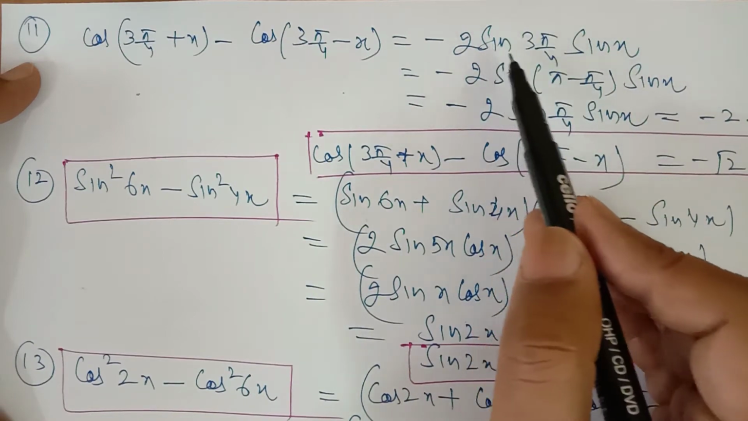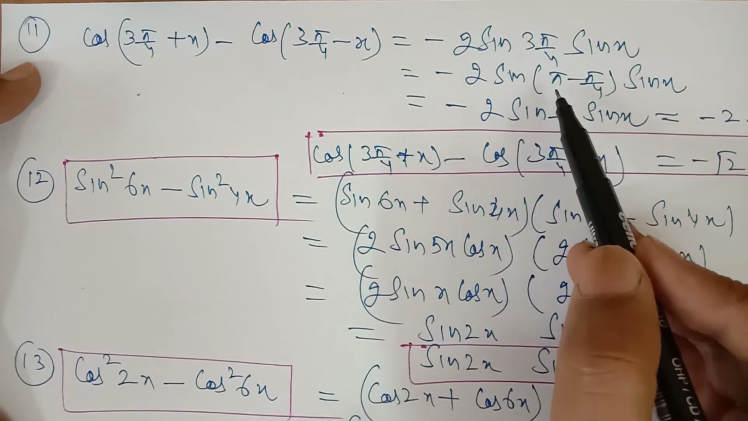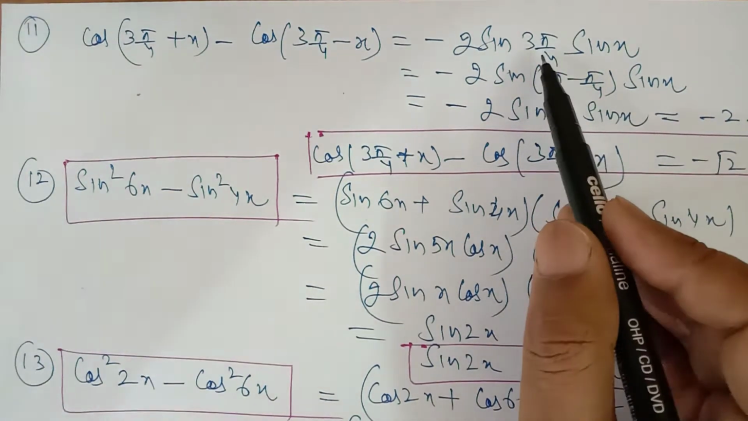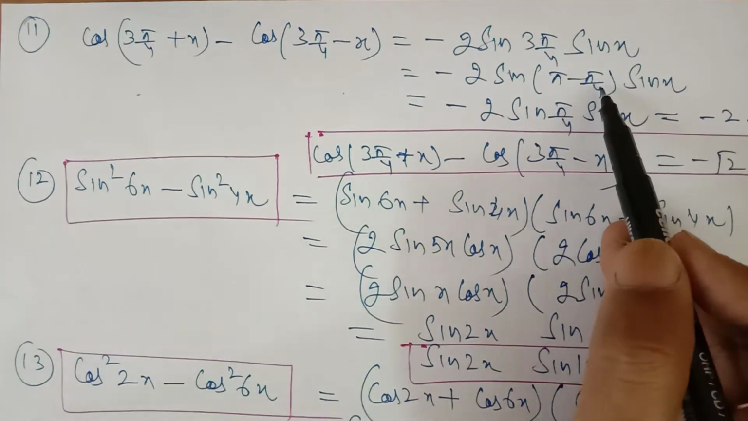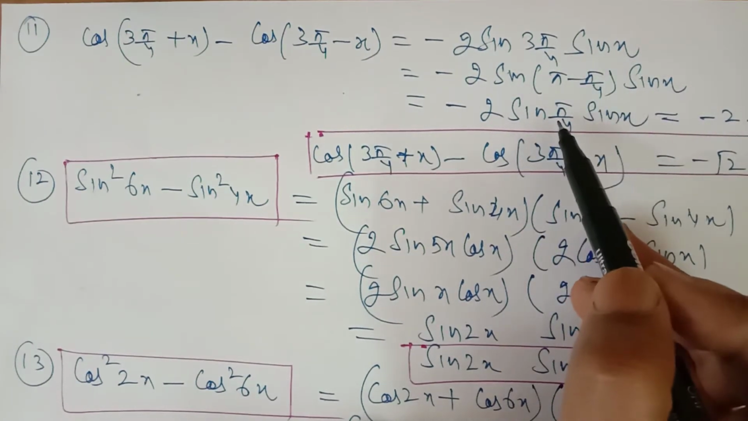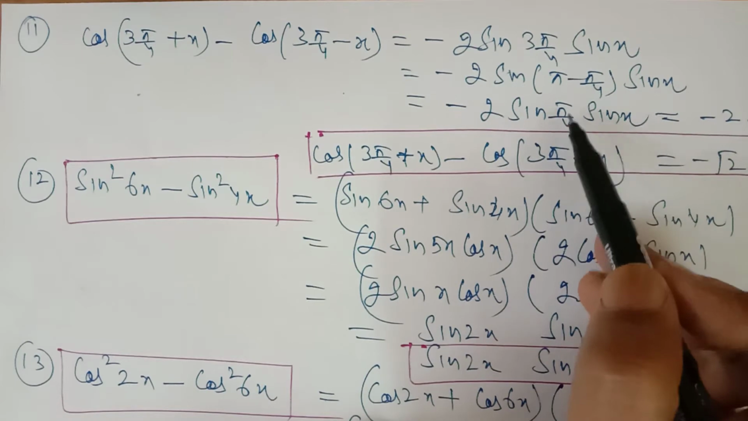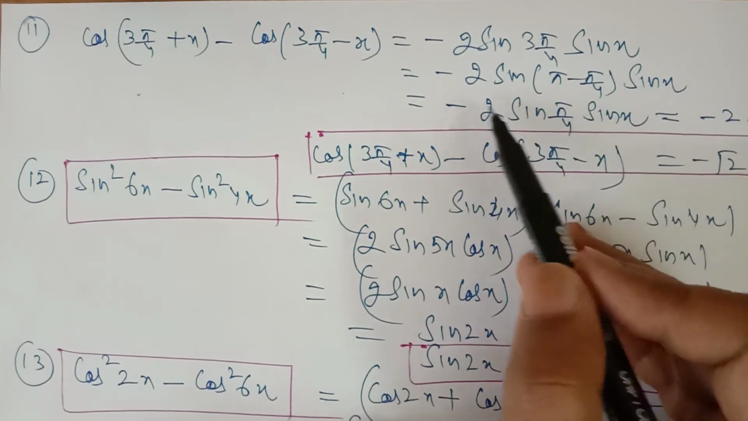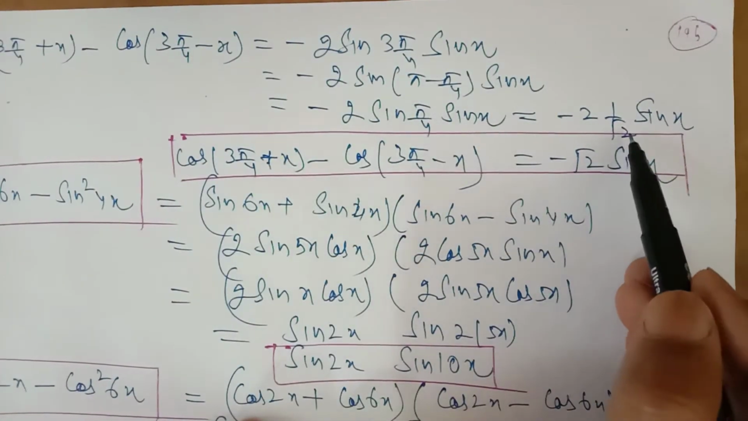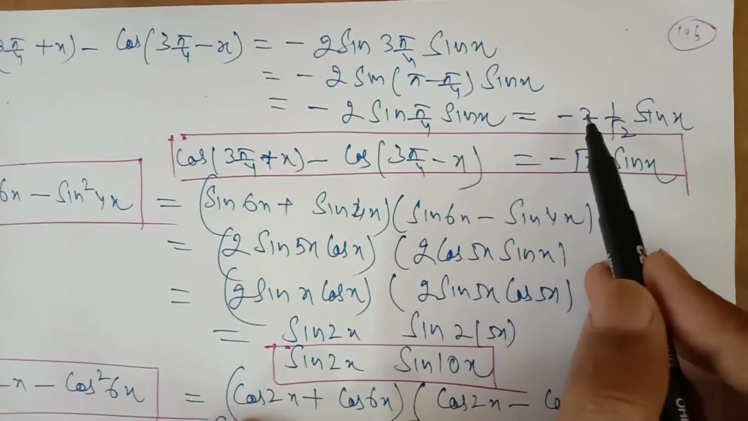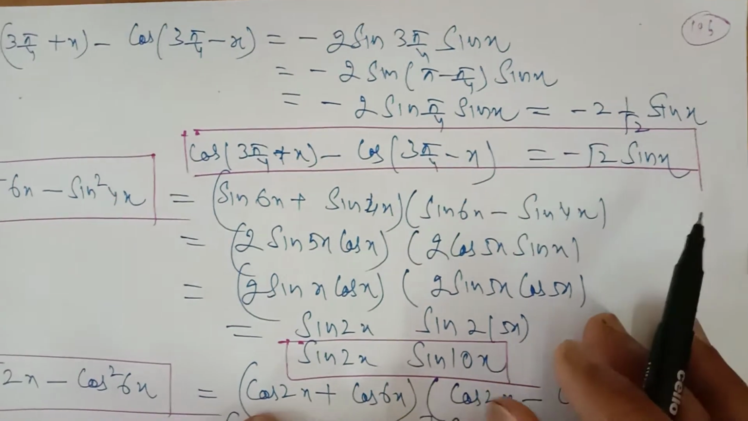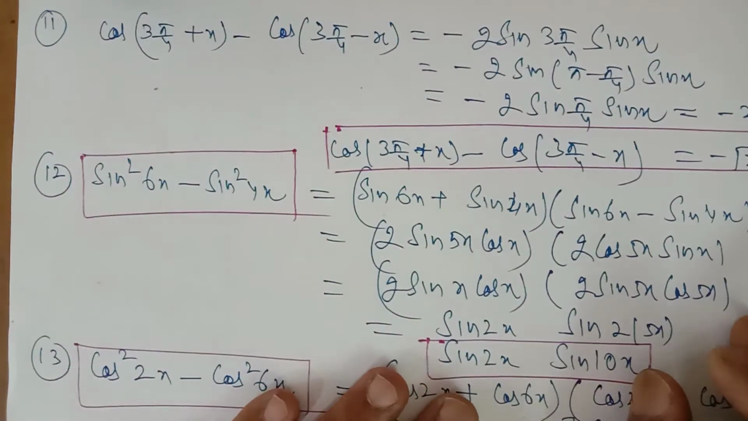To find the value of sine 135 degrees, you can break it as 180 minus 45. So sine (180 minus theta) is equal to sine theta, and sine 45 degrees is 1 upon root 2. So 2 upon root 2 will be equal to root 2, and the answer is minus root 2 sine x. So this is the shortest way to do this question.